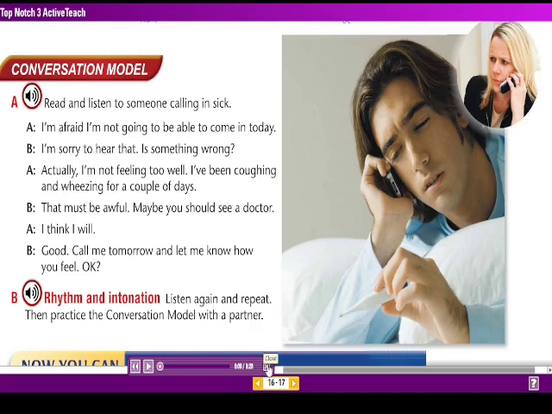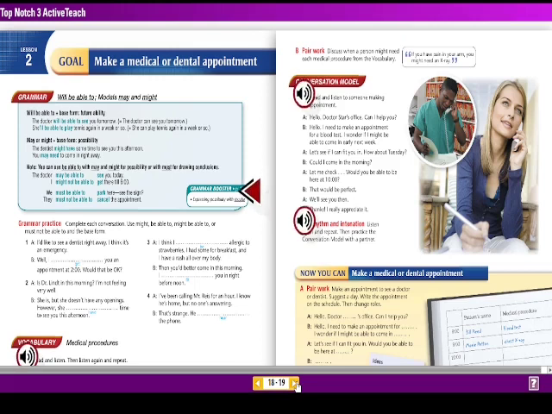So, we can practice in class saying some things about us, trying to call in sick to our partner. Okay, so lesson 2. Make a medical or dental appointment, okay?